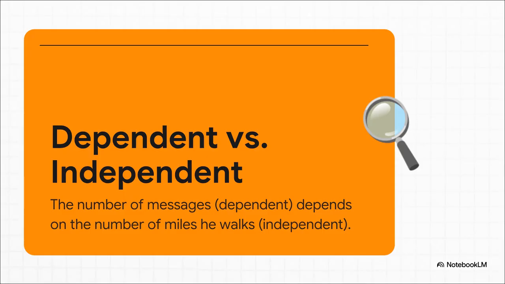And here's where the worksheet introduces the lesson's key vocabulary. The miles walked, which they call X, is the independent quantity. You know, Elijah chooses how far he's going to walk. But the messages he gets, Y, those are dependent, because that number is completely determined by his journey.